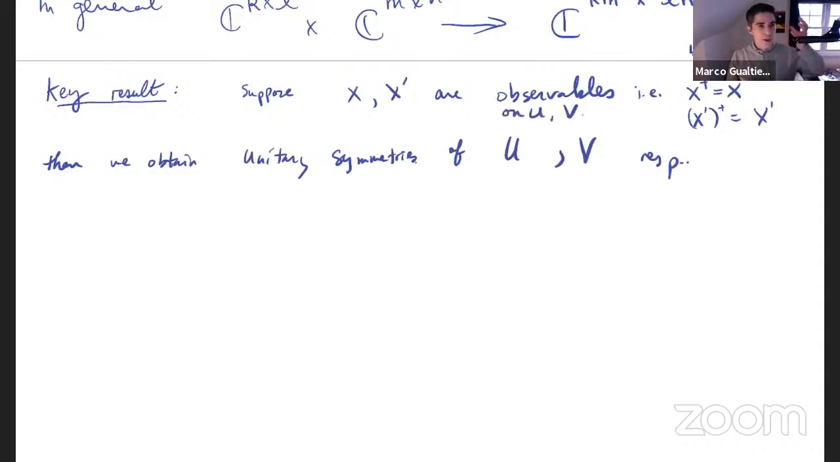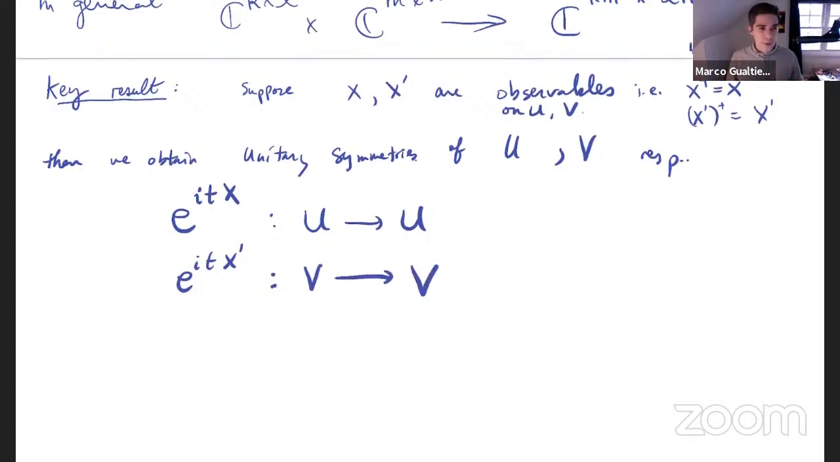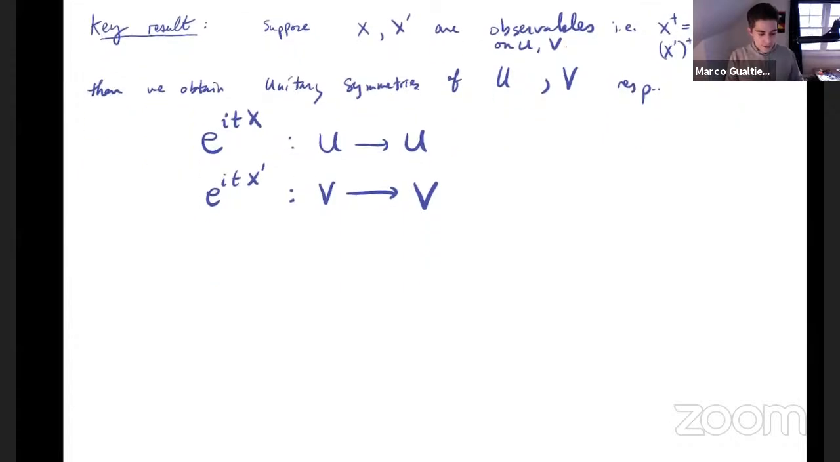So the unitary symmetries that we get from these observables would be e to the i t x, which goes from U to U, and e to the i t x prime. I could put a minus, but it doesn't matter. Both statements are true. So we get two unitary transformations, one on the first vector space and the other on the second. And the way this acts, the tensor or Kronecker product, would be e to the i t x tensored with e to the i t x prime.